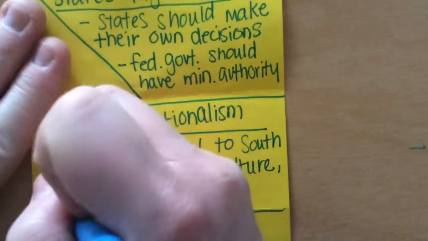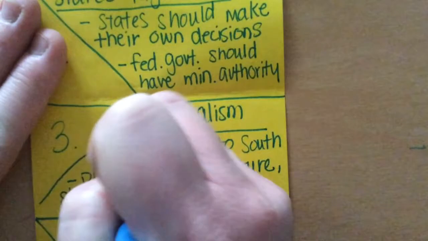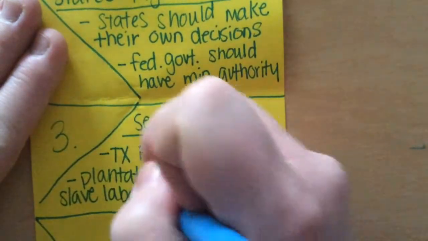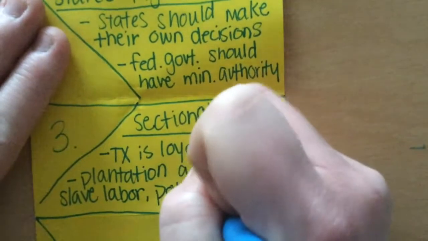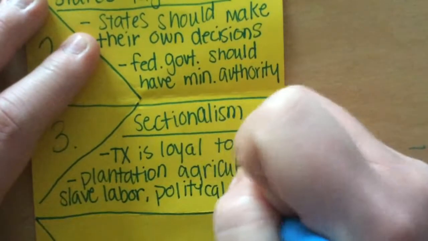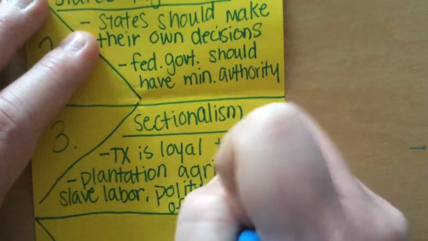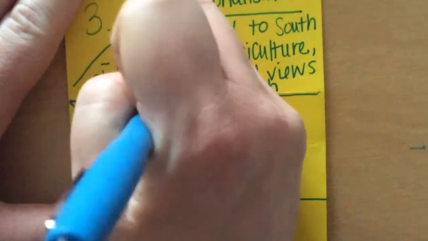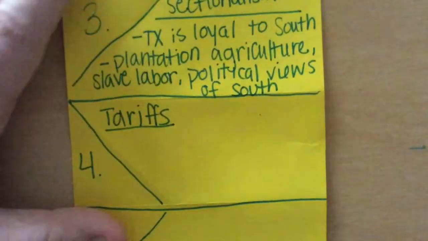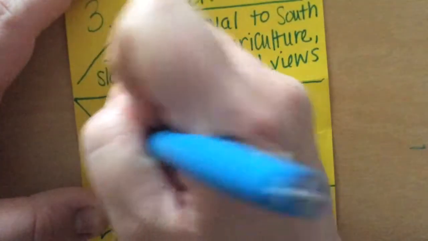Plantation agriculture, and on these plantations we're going to have slave labor. And then also we're going to keep the conservative political views of the South. Okay, our fourth reason is tariff. Tariff means tax. So the federal government imposed a tariff on cotton.